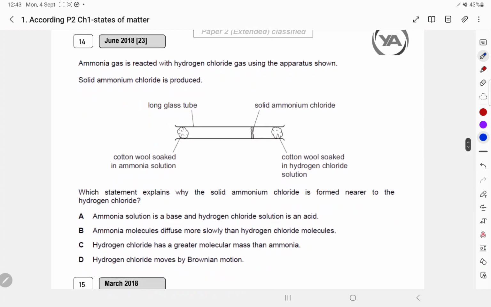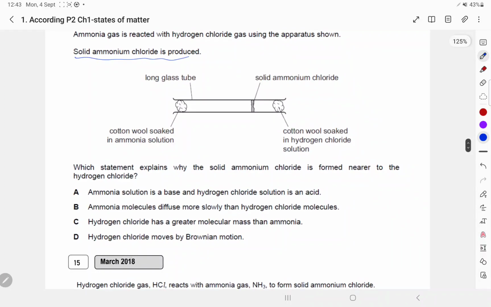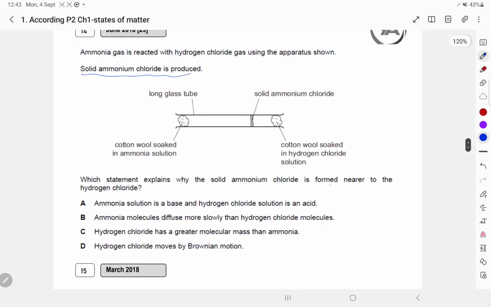Ammonia gas is reacted with hydrogen chloride gas using the apparatus shown. Solid ammonium chloride is produced. Which statement explains why the solid ammonium chloride is formed nearer to the hydrogen chloride? As we said before, it will be formed nearer to the HCl because HCl has greater MR, it is heavier. Its particles are heavier, so they will move slower because it has greater MR.